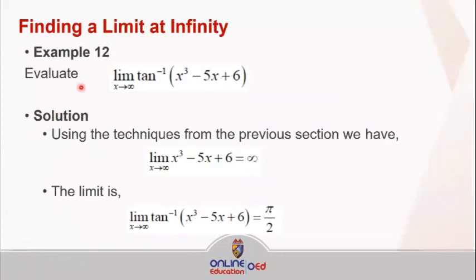Then we have here yung problem natin for the example number 12, where the limit of tangent raised to negative 1 multiplied by x raised to 3 minus 5x plus 6, where yung x natin is approaching infinity. So for the solution daw, we have to use the previous section we have. So yung una natin, and then the limit for this is the limit of tangent raised to negative 1 multiplied by the x raised to 3 minus 5x plus 6, where x is approaching infinity, is equal to pi over 2.